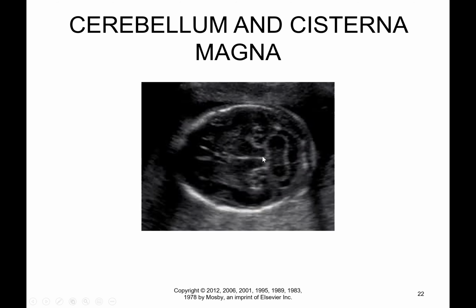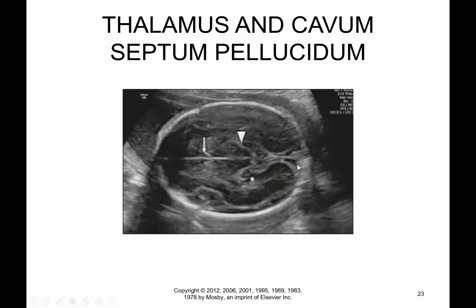This heart looking thing right here, this is the thalamus. And the line separating in the middle is the falx. Here's another picture of the thalamus. So we want to see it look like this. The pointy area is pointing towards the posterior area of the brain, and then it kind of opens up to the anterior portion of the brain. So the thalamus is your landmark.